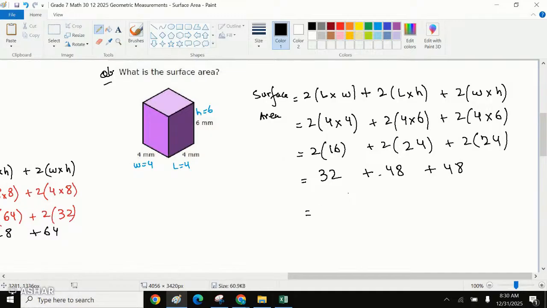128. The unit is millimeters squared, and this is the surface area. Okay, the surface area would tell us how much material is required to make this box. The amount of material required to make any shape, right? That would be the surface area. But right now we are looking at the cubes.